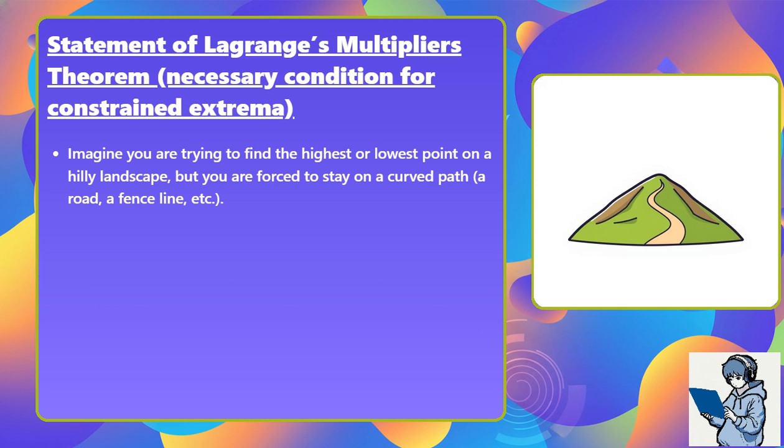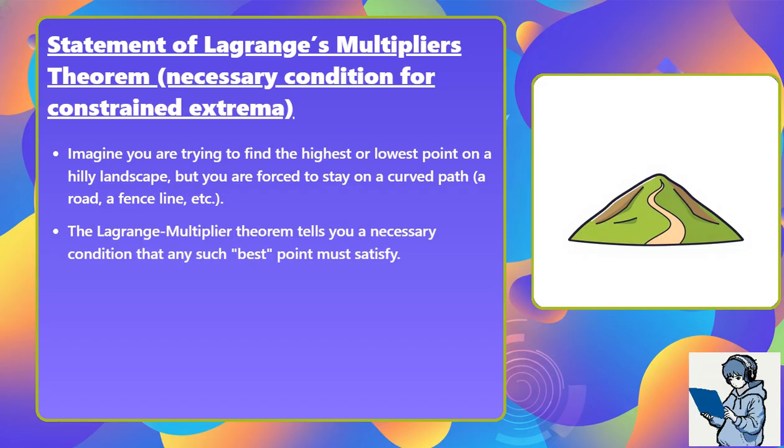Imagine you are trying to find the highest or lowest point on a hilly landscape, but you are forced to stay on a curved path, a road, a fence line, and so on. The Lagrange multiplier theorem tells you a necessary condition that any such best point must satisfy.